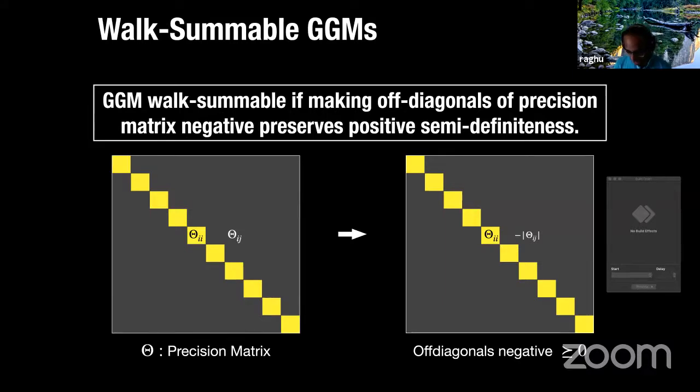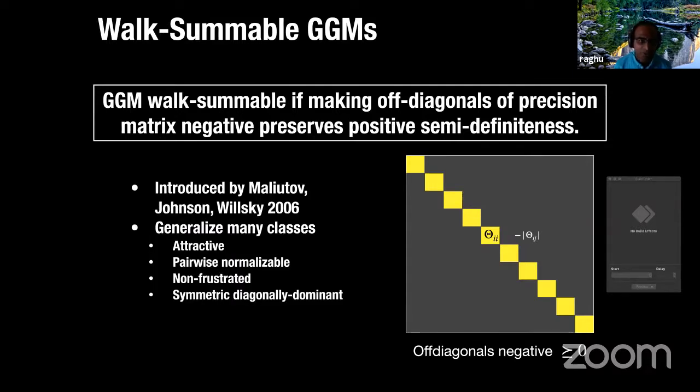The reason for the terminology walk-summability comes from motivations in statistical physics. This was introduced by Malioutov, Johnson, and Willsky in 2006. And it generalizes many other special classes of Gaussian distributions that are studied in the machine learning and statistical physics literature. For example, attractive models are clearly walk-summable because all the off-diagonal entries were assumed to be negative to begin with, so the transformation does nothing. And there are also pairwise normalizable models, non-frustrated models, and symmetric diagonally dominant matrices that we'll talk about later. I won't go into elaborating on what all these special classes are, except for SDD ones that I'll mention a little bit later.